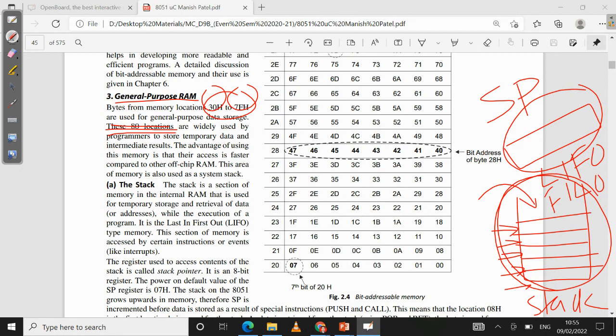Yes. So this general purpose register is used to store temporary data and intermediate results. The main function is to store temporary data and intermediate results. And the advantage of using this memory is that its access is faster compared to the RAM. This is very important. I think I have explained this also.